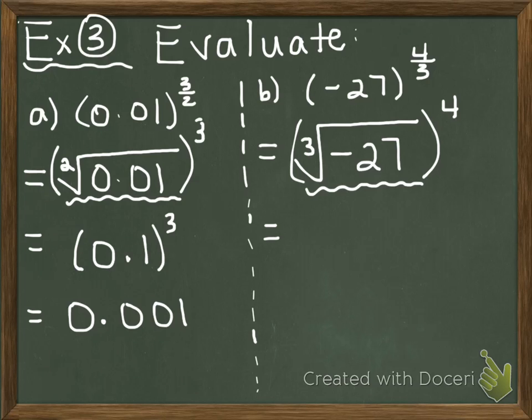We want to know what is the cubed root of negative 27. So what number multiplied by itself 3 times will give me negative 27? That is a negative 3. And now we're going to raise that to the power of 4. And remember, that's not negative 3 times 4. That's negative 3 times negative 3 times negative 3 times negative 3, which is actually 81.